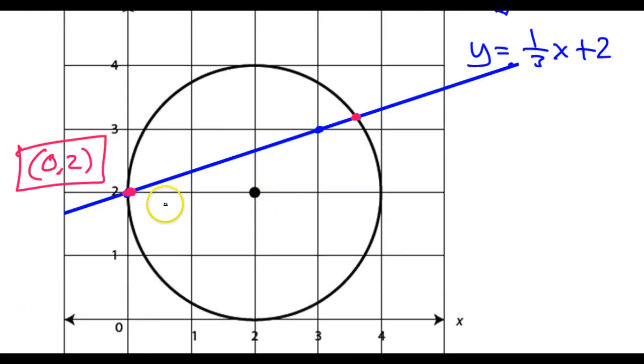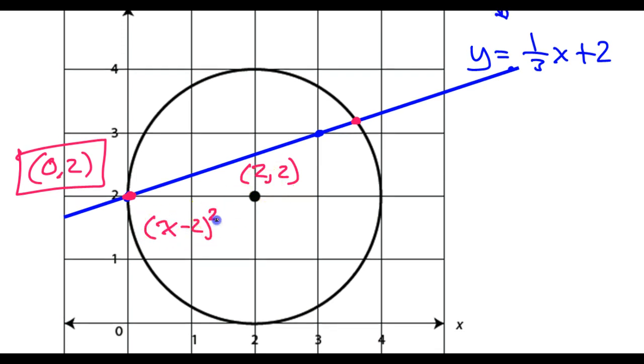So here we go. Let's turn this graph of the circle into an equation. Well, the center of this circle is the point (2, 2). That means an equation for the circle is going to be (x minus 2) squared plus (y minus 2) squared is equal to the radius squared. Now the radius is 2, so we square it, that's going to be 4. So this is an equation for this circle.